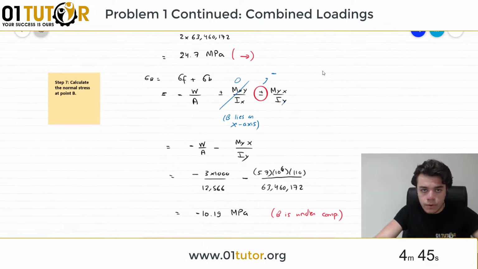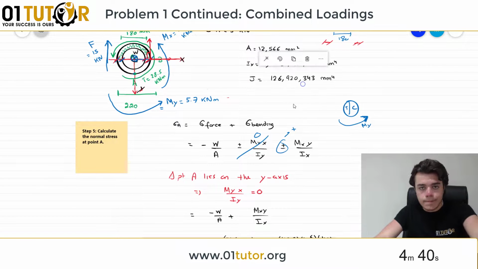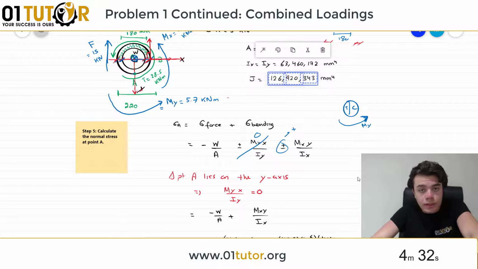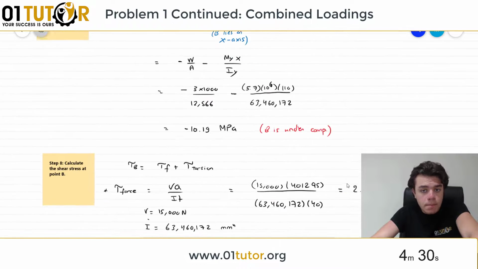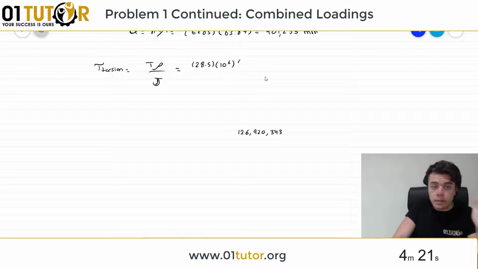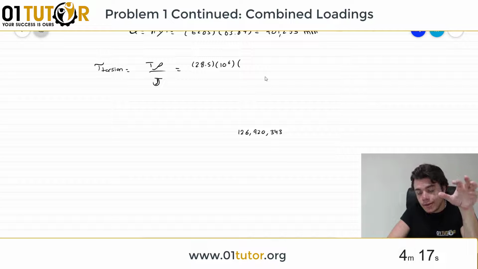Okay, so we have the torsion to be 28.5. So 28.5 is the torsion, 28.5 kilonewton meter. So 28.5 kilonewton meter multiplied by 10 to the power 6 to change it to newton millimeter, multiplied by rho, which is the radial distance between the point of interest and the center.